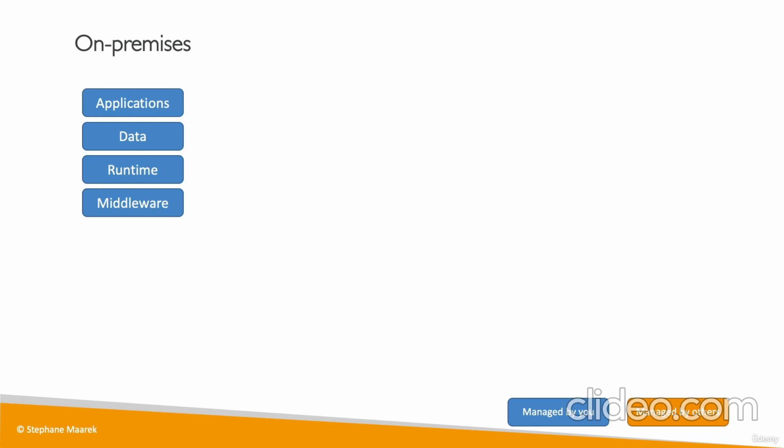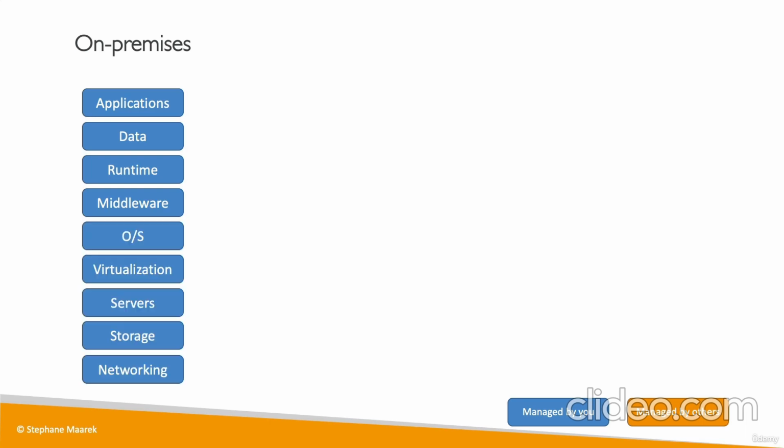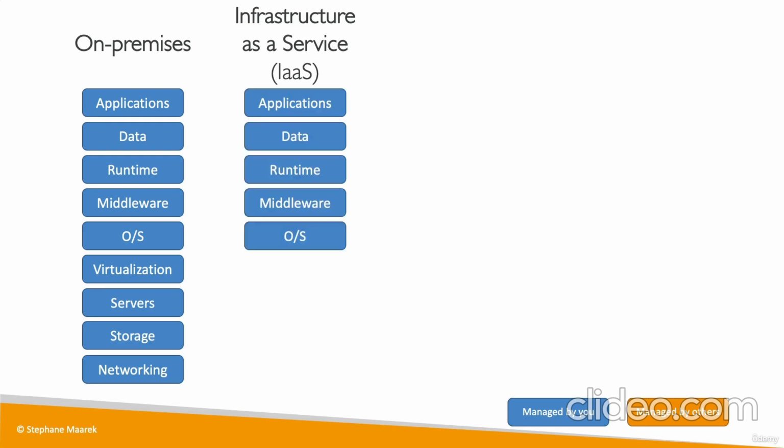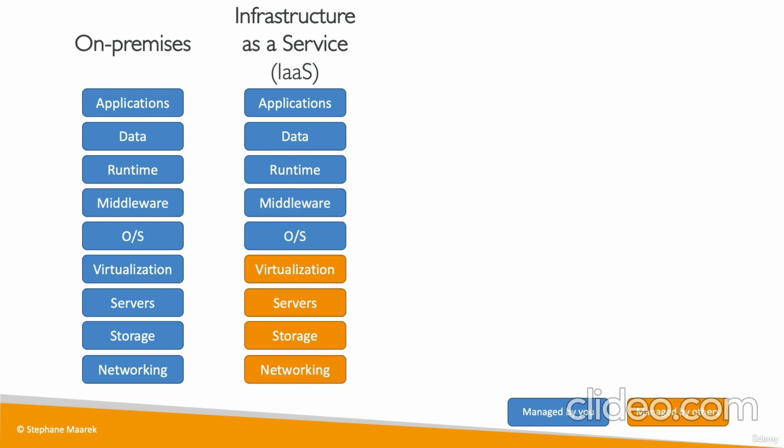So if you want to compare all these things, well, let's take an example. On premises, you're going to manage everything. So your applications, your data, your runtime, your middleware, the operating system, virtualization, servers, storage, and networking. And that's a lot. With IaaS, so infrastructure as a service, we're going to manage the application, the data, the runtime, the middleware, and the OS, but all the virtualization, servers, storage, and networking are going to be managed by others, and in our case, AWS.